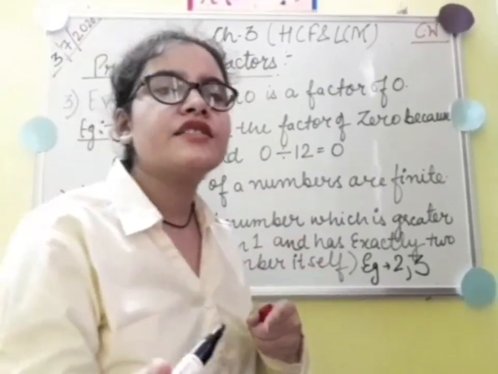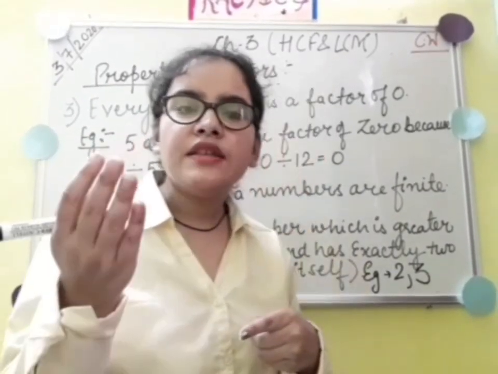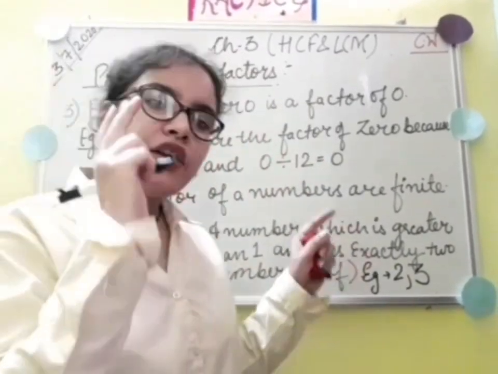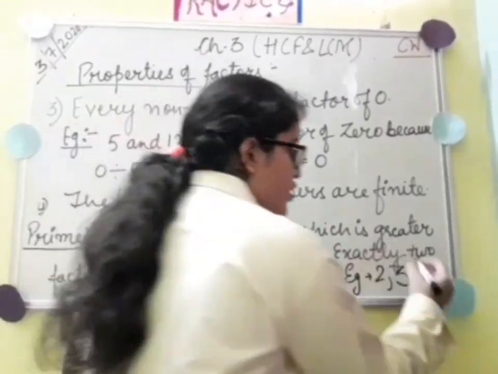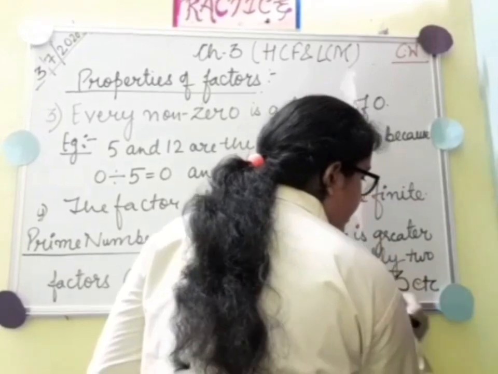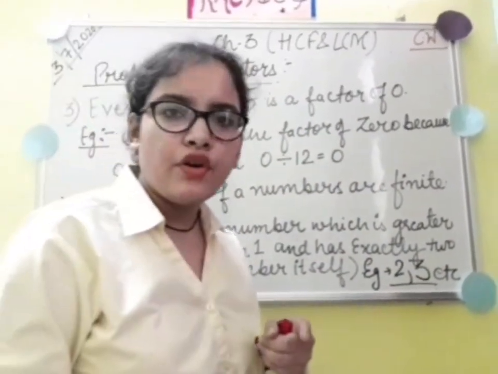Again you can take the example of a prime number like 5, or 7, which has only 2 factors, that is 1 and the number itself. Okay students, you can take any example. I have written 2 examples. You can take 7 also, you can take 11 also.